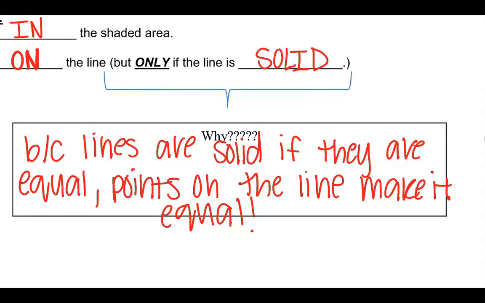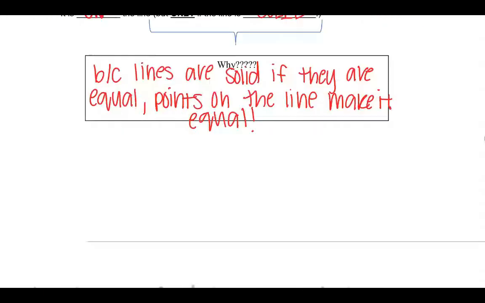So if it's equal to, that means it's going to lie on that solid line. So only if it's in that shaded region, or again on the dashed line. So let's look at some examples with the graphs.